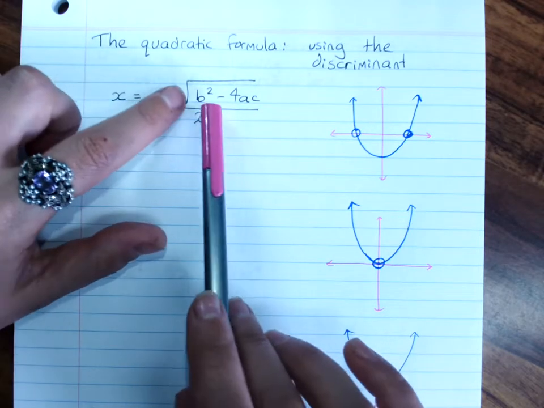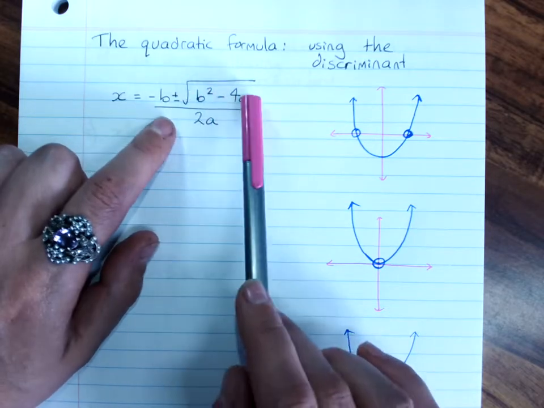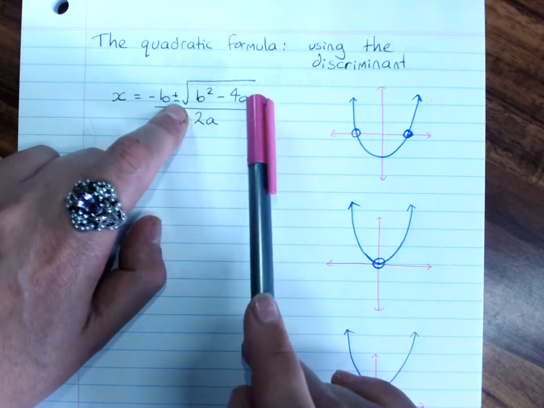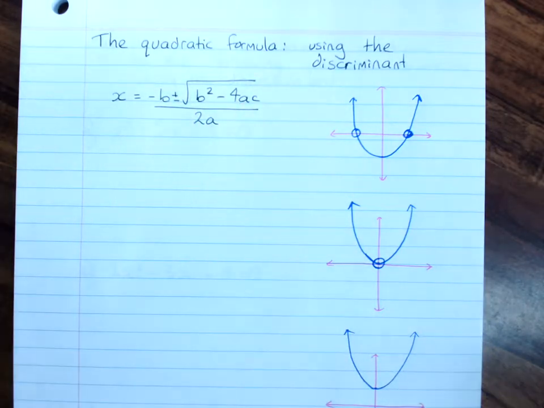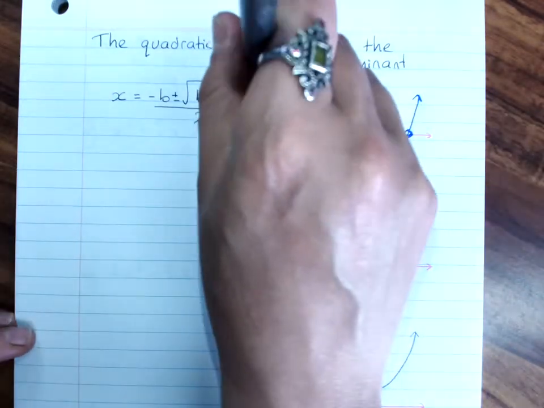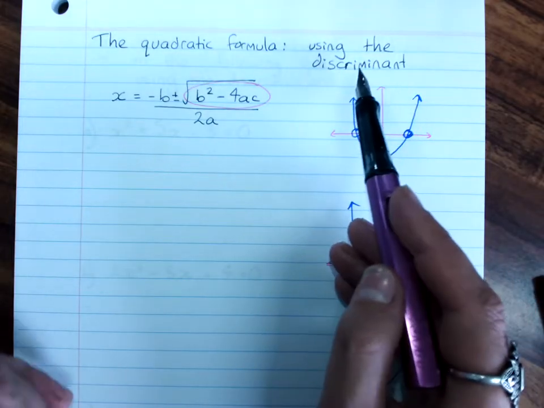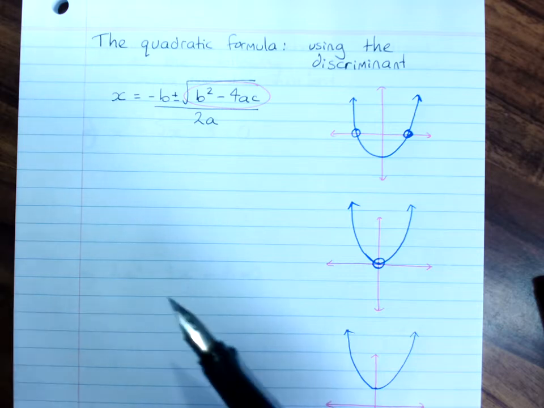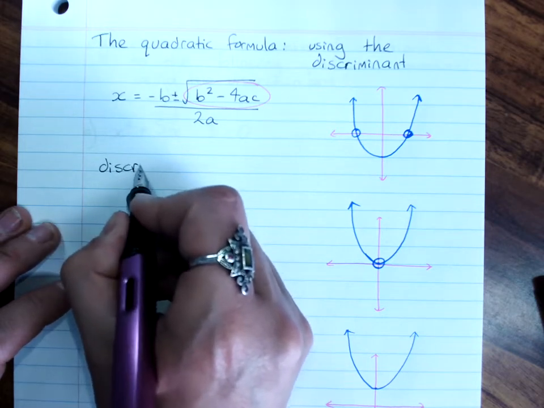My only other possibility here is that, well, what if b squared minus 4ac is 0? The square root of 0 is 0. Plus or minus 0 doesn't change anything. So there's only one solution if this number under the square root is 0. And that expression under the square root in our quadratic formula is the discriminant. It lets us find out, or discriminates between, expressions or equations with one solution, two solutions, or no solutions. So this is the discriminant.